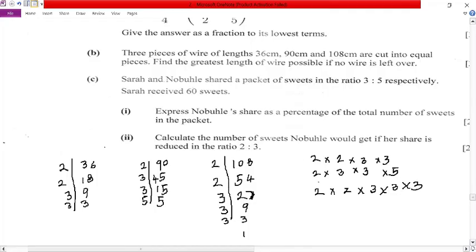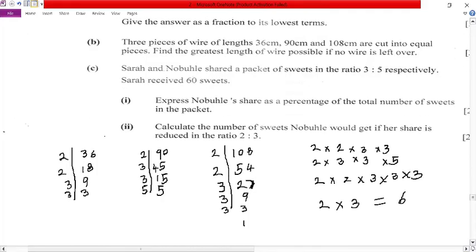So we are looking for common factors here. It's 2, which is common, and also 3 is common. So if we multiply, we get 6. So 6 is our highest common factor there.